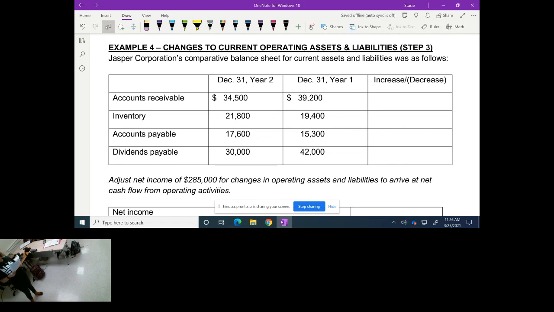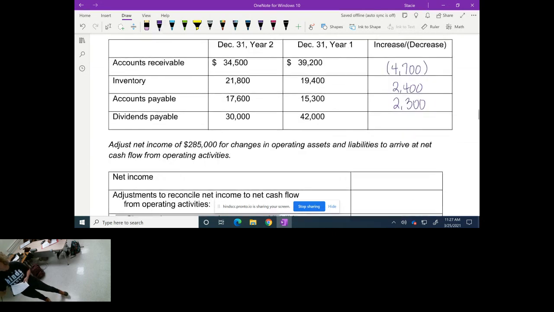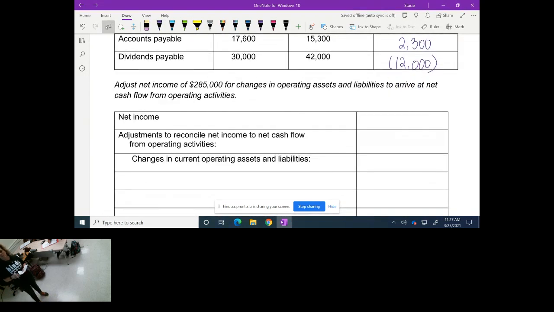On this one, did my accounts receivable go up or down? Did it increase or decrease? Decrease. It decreased $4,700. Okay, what about inventory? Increase or decrease? Increase. What about accounts payable? Increase. And then dividends payable, up or down? Down. Down $12,000. All right, $285,000 in net income is where we're starting.